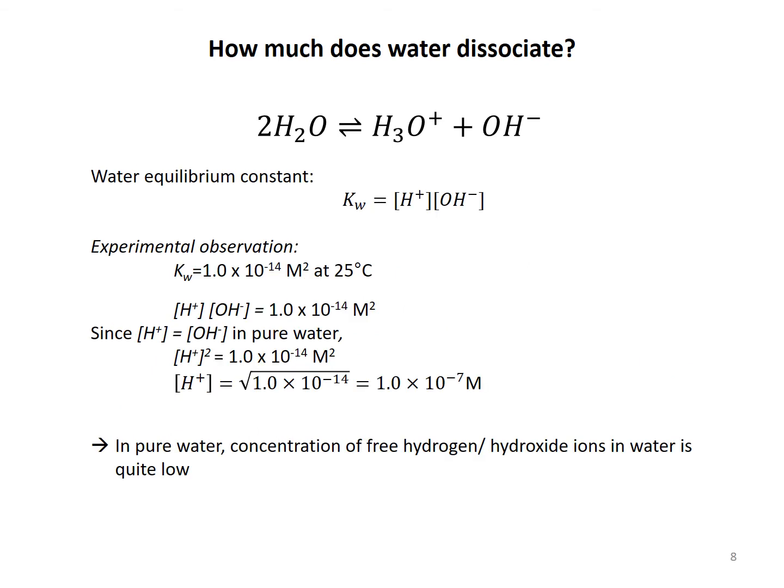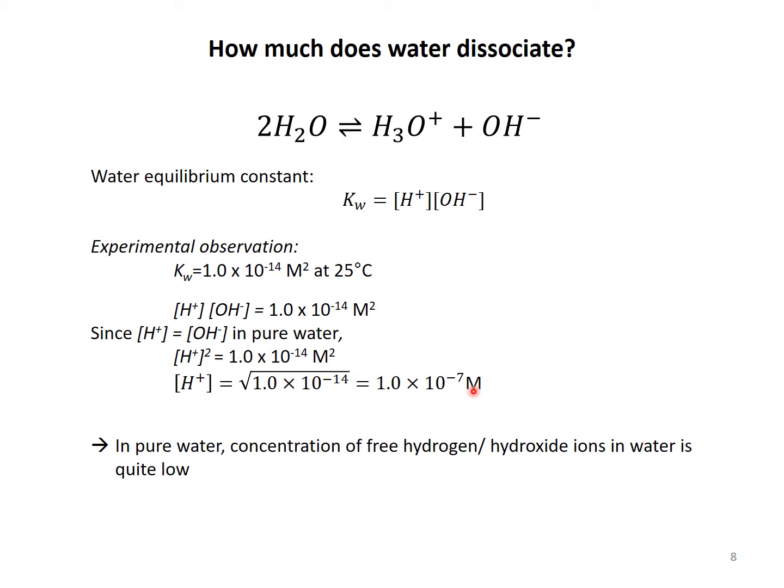So Kw is a constant under specific temperature. From experimental observation at 25 degrees Celsius, Kw is equal to 1 times 10 to the power of negative 14 molar squared. In other words, the product of H3O+ times OH- at 25 degrees Celsius is equal to this value. Since we have equal amounts of H+ and OH- in pure water, as you can see from this reaction, then [H+] is equal to 10 to the power of -7 molar.